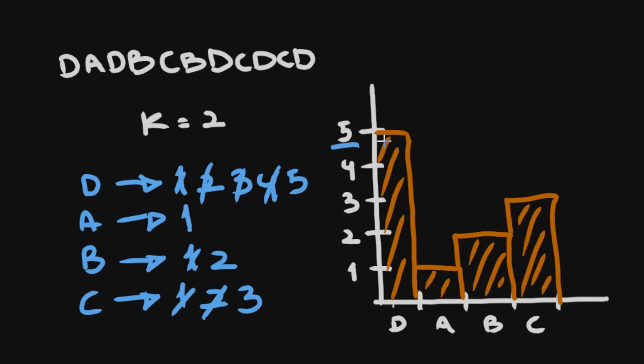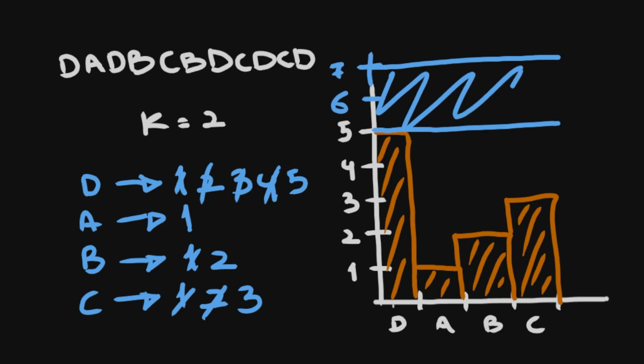And we will take this as the low bound. So this is our low bound. We will also set a high bound, which will be D plus K. In this case, 5 plus 2 is 7, meaning the high bound is here. So this is our current range. When we take D as a candidate, this is our range. And now we will delete every character that's out of range.